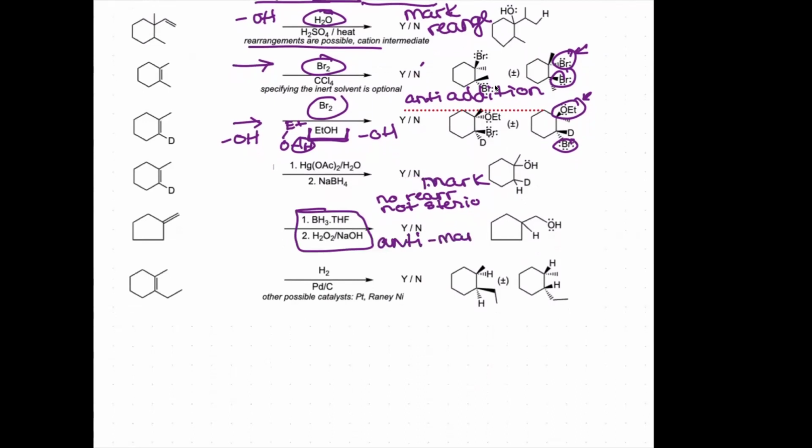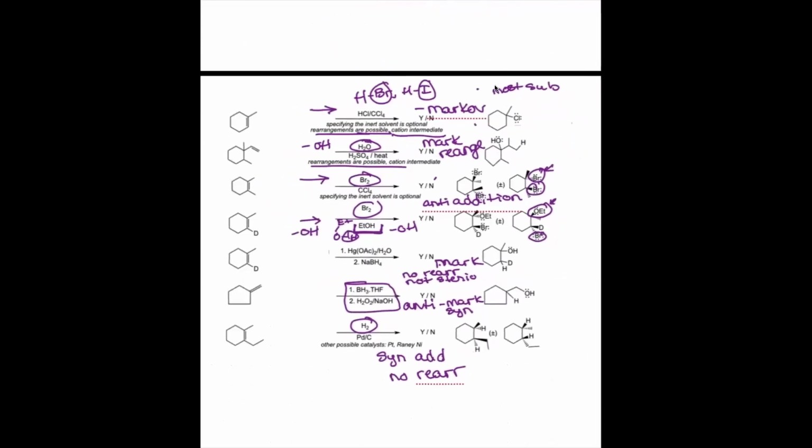BH3 is anti-Markovnikov, okay? And it's syn addition, which means that it has to attack from the same side. And then H2 is also syn addition, and there's no rearrangement, okay? I hope you wrote those down. Those are great ways to just think about these reactions. Those are like the quick and dirty, this is how you will predict it.